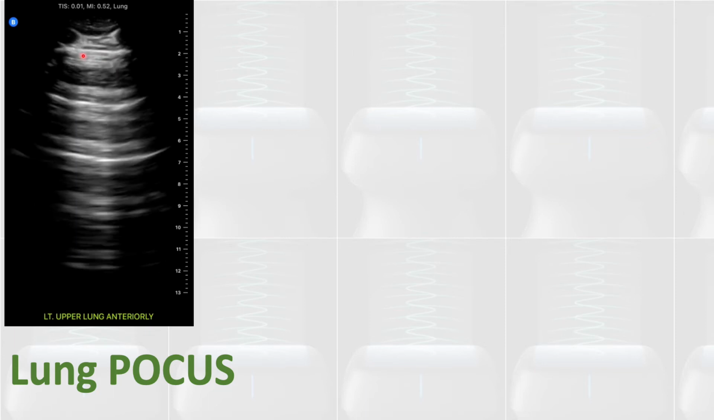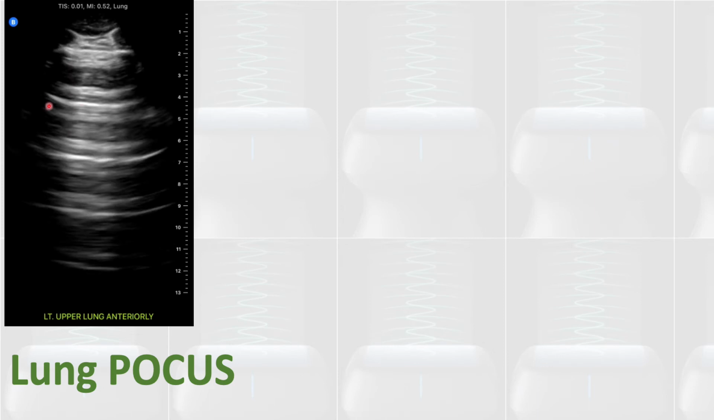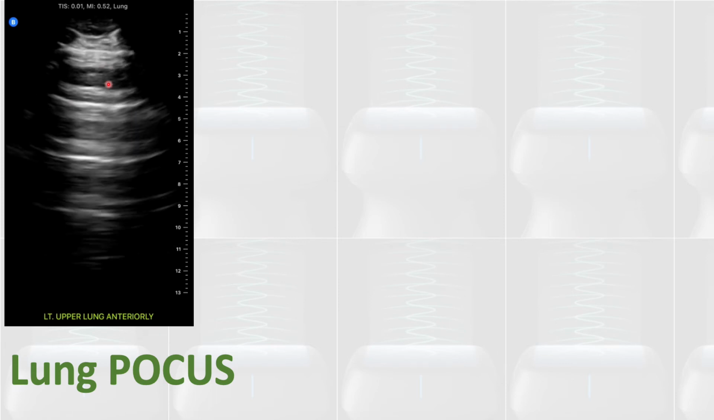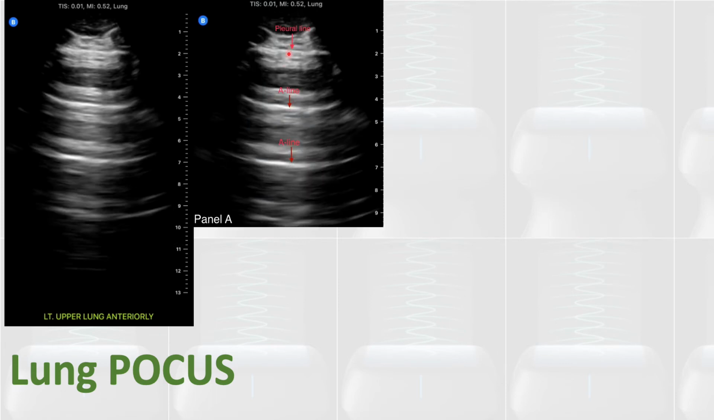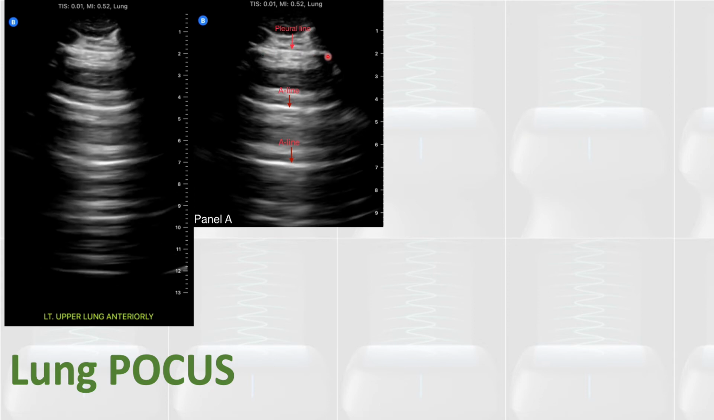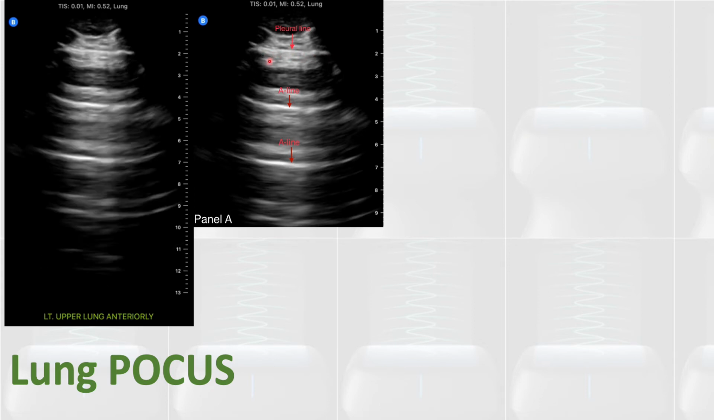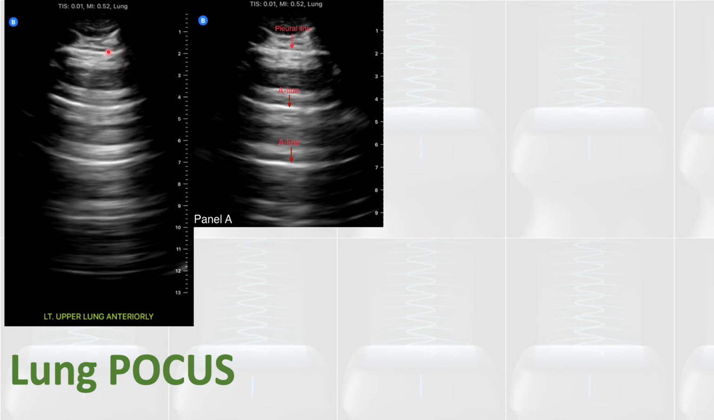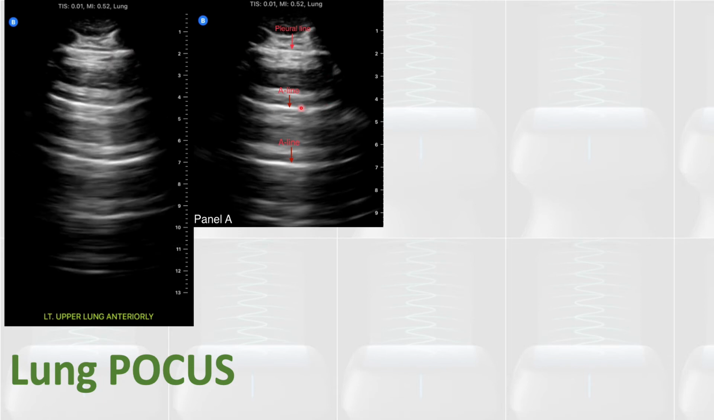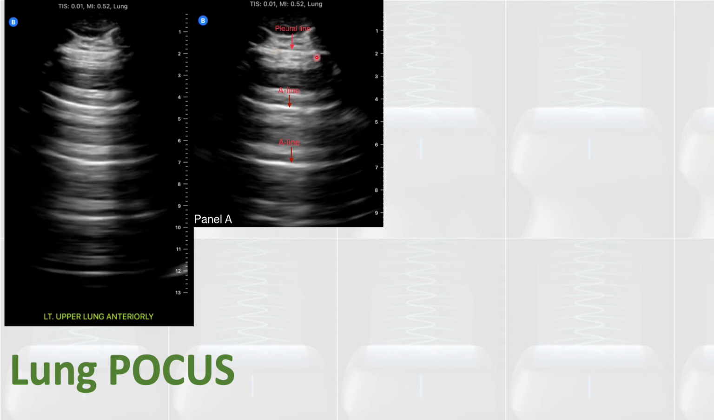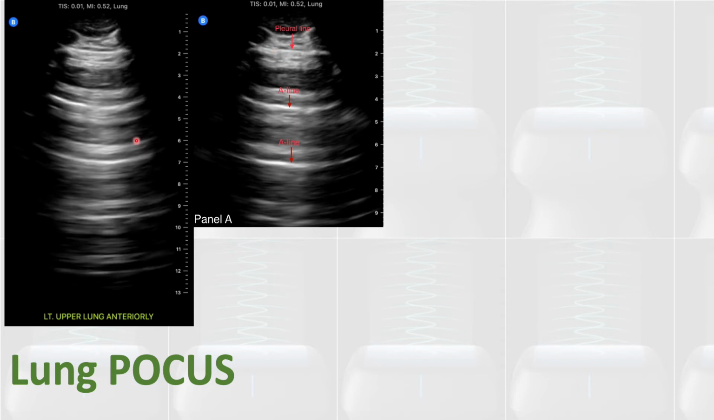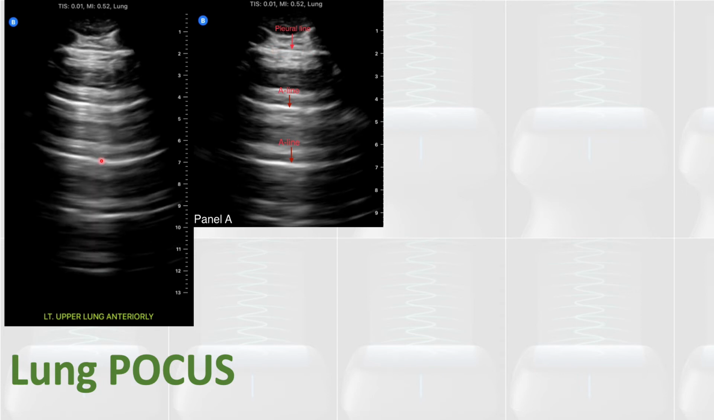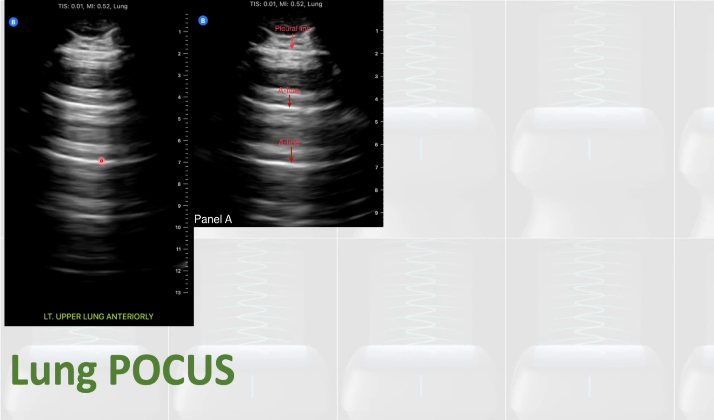You see there's a lot of good normal sliding. You see this is the A line, which is a reflection of the pleural line, and this is another A line. So this is kind of a presentation of what you're seeing. This is a pleural line, hyperechoic or white line, that's moving normally with good sliding. And then this is the A line, which is an artifact or a reflection of the pleural line. So this looks fine, basically a well aerated left lung.